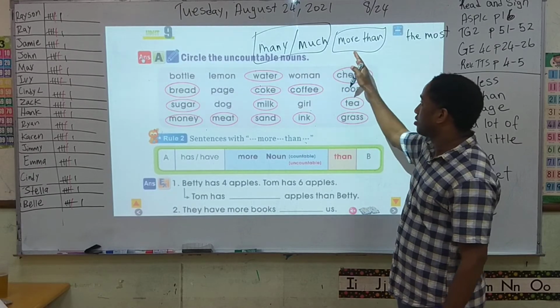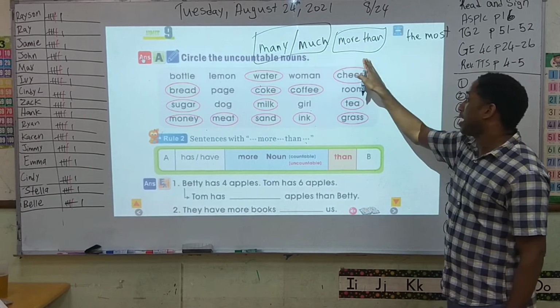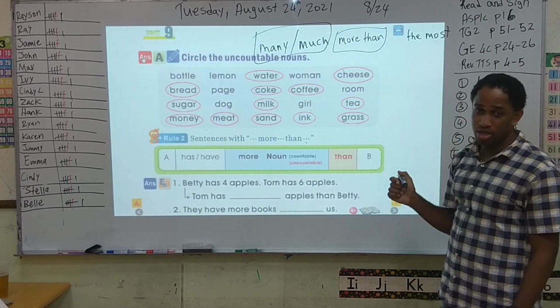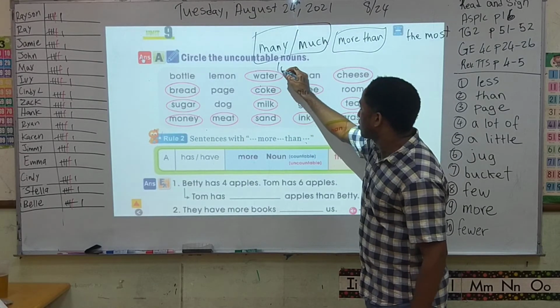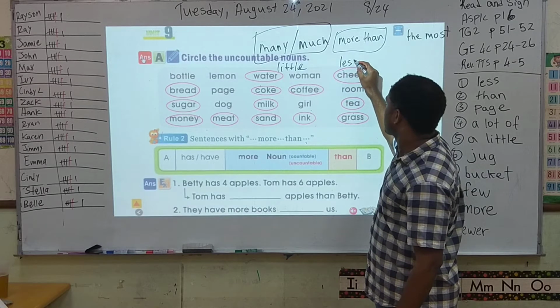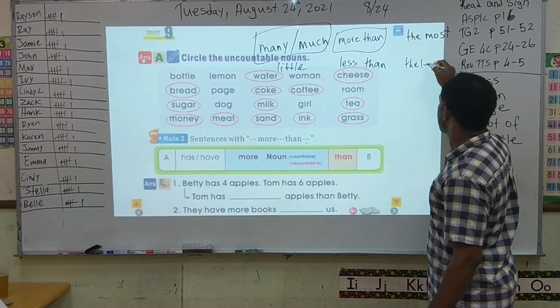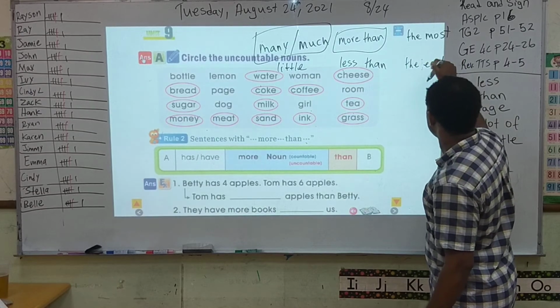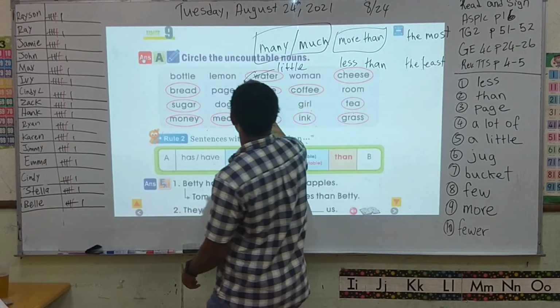The same way you have least. Okay, little, less than, the least. And for countable, that will be the little, less than, and you have the least. Okay, so this is going to be for uncountable.